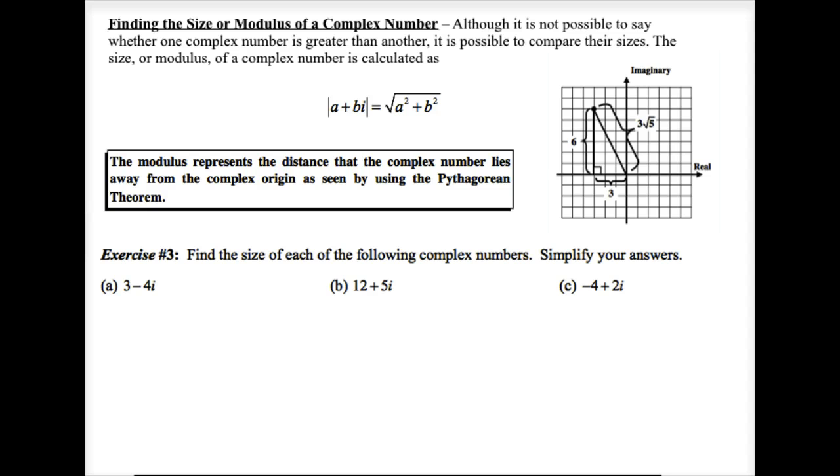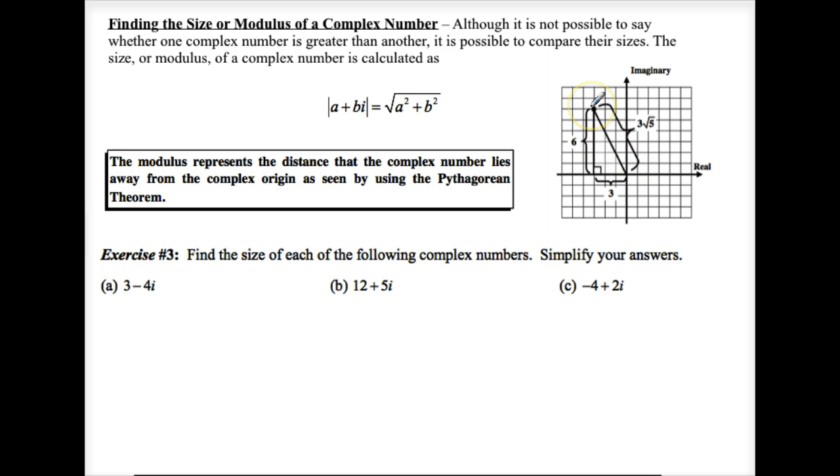Alright, the modulus, that big fancy word, just means the size. Although it's not possible to say that one complex number is bigger than another, it's possible to compare sizes. The size or modulus is calculated as the absolute value of a plus bi. Basically, what I want to use is my distance formula. The modulus just represents the distance the complex number lies from the origin. It's a Pythagorean theorem concept.